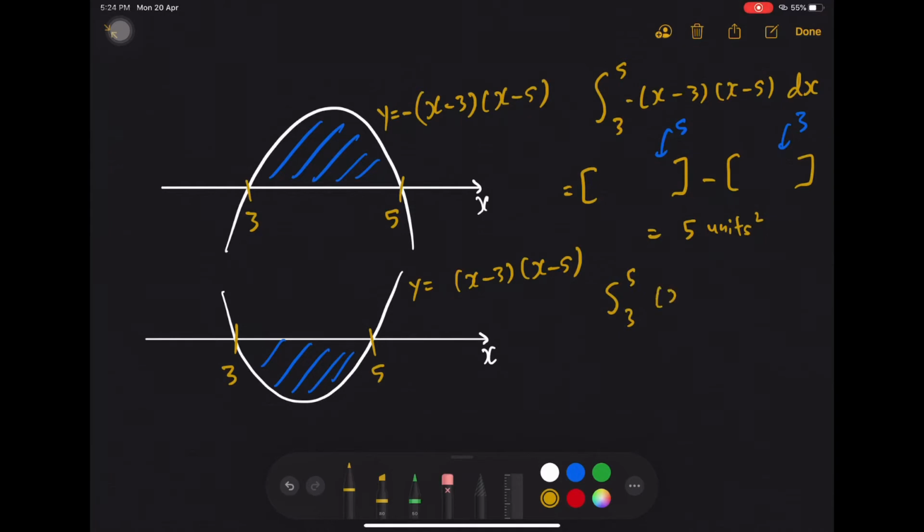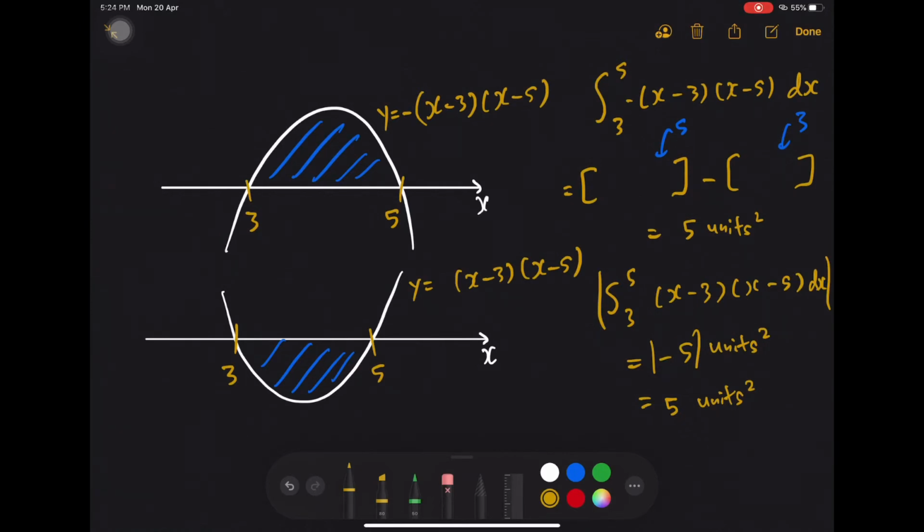Now if I integrate the other one, same thing, from 3 to 5, I have (x minus 3)(x minus 5) dx. If you do the same thing, you get negative 5 units squared. Area cannot be negative, right? So we have to take the modulus of this whole thing, and then you get a positive 5 units squared. So you can see that there is no difference, except when you get a negative, you do not have to freak out and think that you are wrong. You just have to take the modulus and get back the positive value for that area.